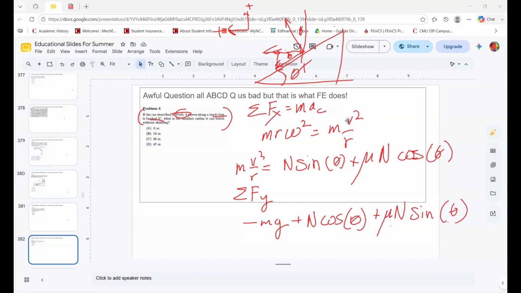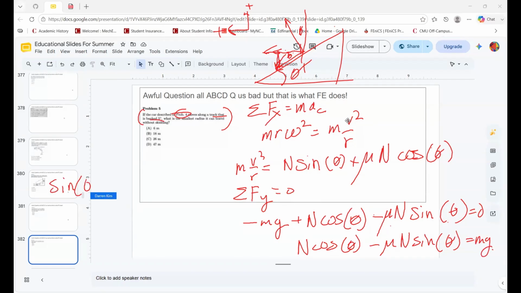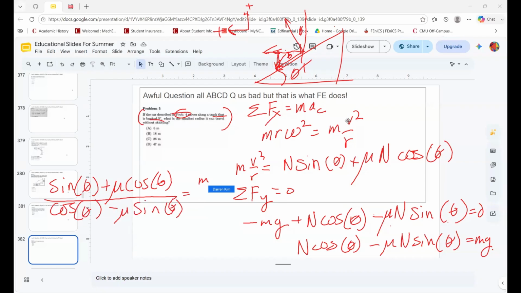Actually, this one's minus according to the graph. This is minus direction, right? Yeah. So with that said, this equals 0, by the way. Now we can solve this, because we could do n cosine theta minus mu n sine theta equal mg, and then sine theta plus mu cosine theta divided by cosine theta minus mu sine theta, and then do mv squared divided by r by mg.